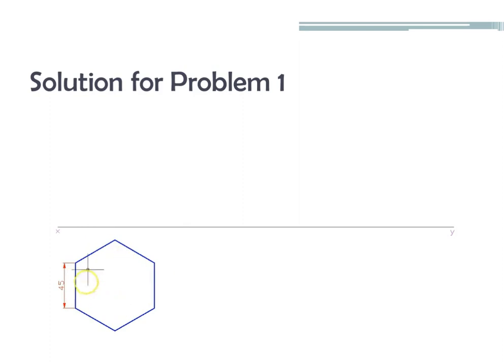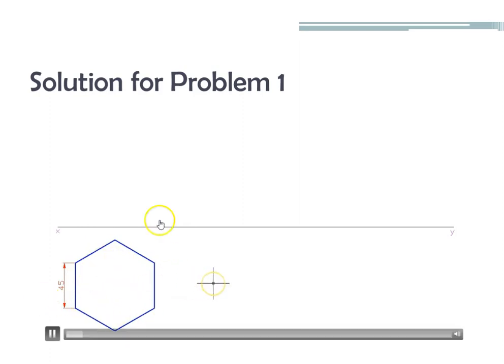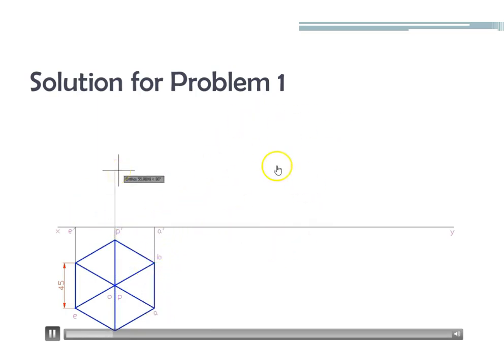Draw the hexagon such that one of its edges, that is one of the base edges, is perpendicular to the XY line, so that you have the provision of tilting this with respect to this edge in the front view in the next stage.